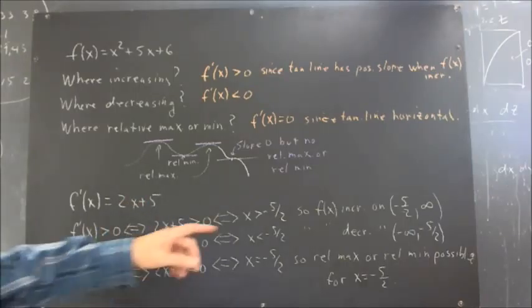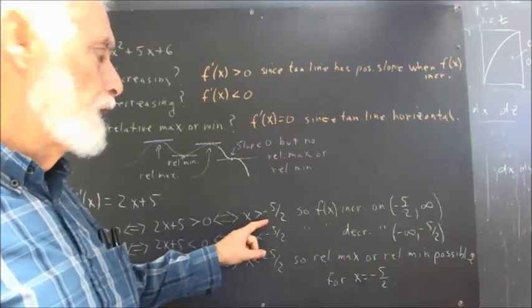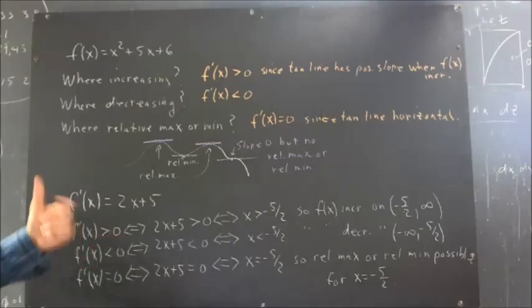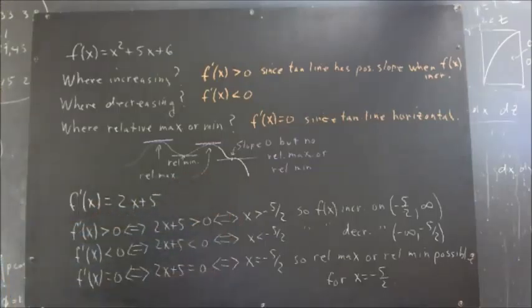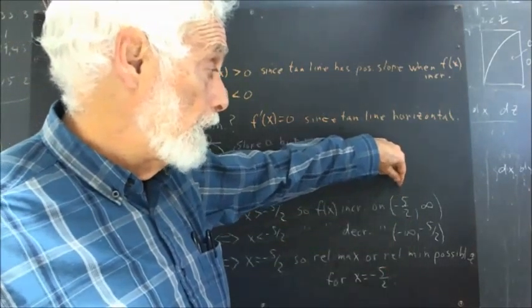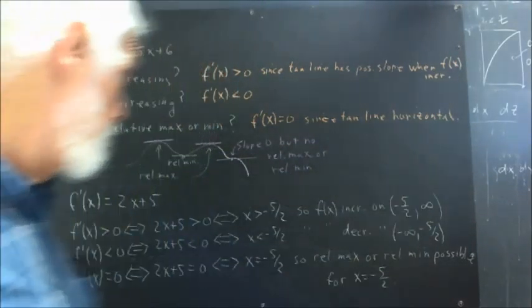So f of x is increasing as long as x is greater than negative 5 halves because, again, the derivative is greater than 0 whenever x is greater than negative 5 halves. So we'd say the function is increasing on the open interval from negative 5 halves to infinity.